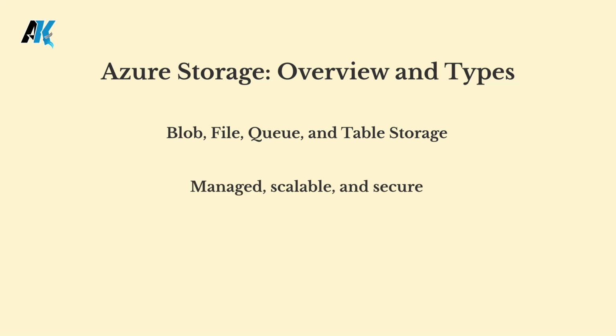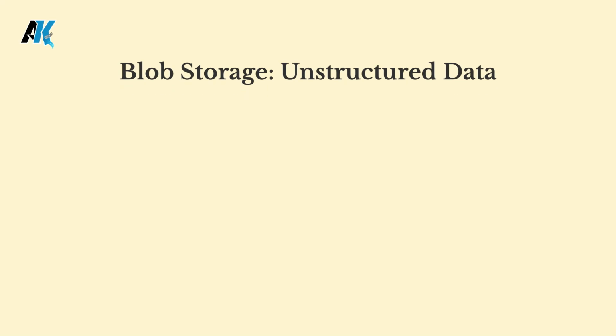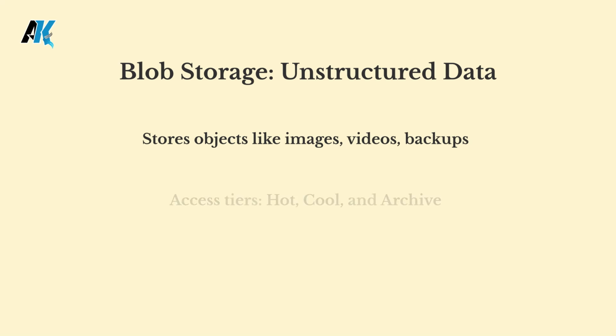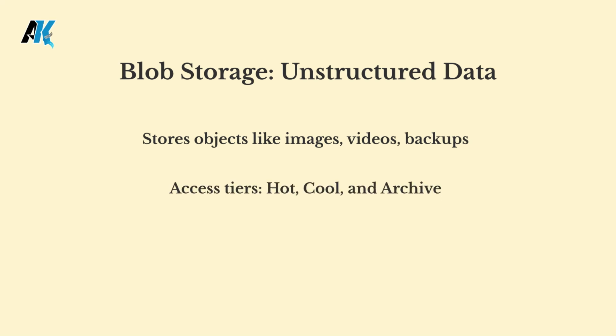All storage types are fully managed, highly scalable, and secure, ensuring data integrity and availability across regions. Blob storage is Azure's object storage solution designed to store large amounts of unstructured data such as images, videos, and backups. It offers multiple access tiers, hot, cool, and archive, allowing you to optimize costs based on how frequently you access the data. With built-in redundancy options like LRS and GRS, your data is always available and protected against failure.